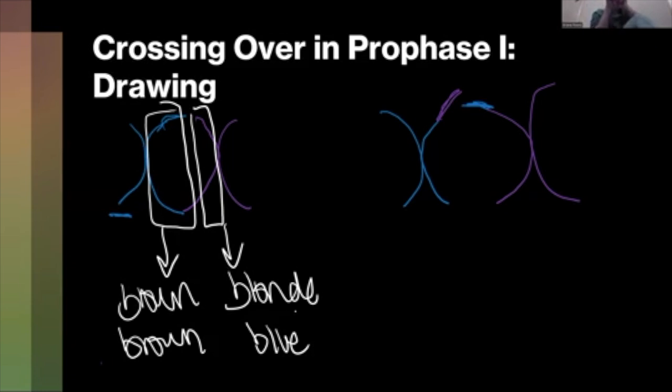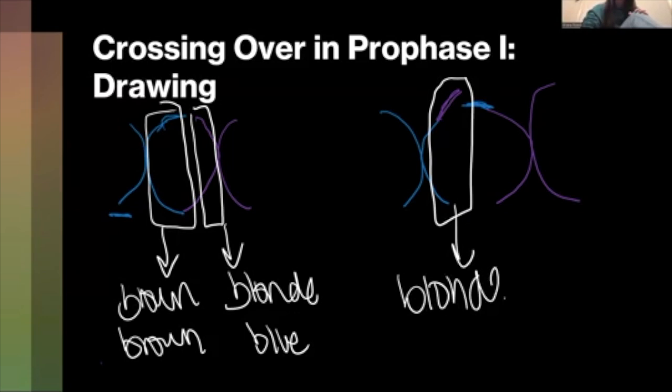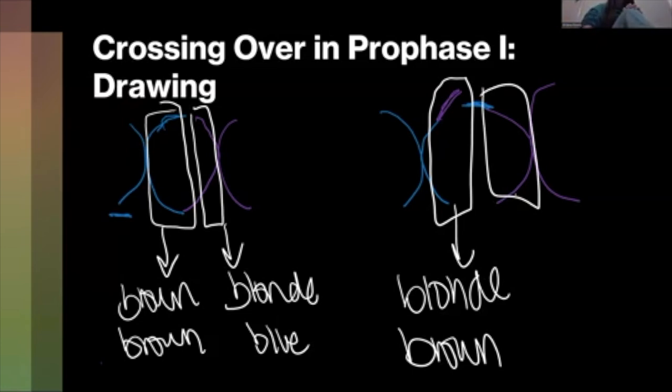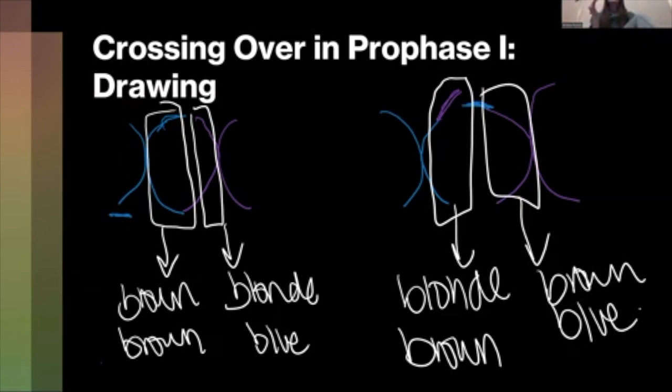Now we flipped the top. So now this chromosome over here has the blonde hair from mom, but still the brown eyes that were on the bottom. And our new mom's chromosome has brown hair from dad and blue eyes on the bottom. So what you'll notice is that we kind of flipped what went together.